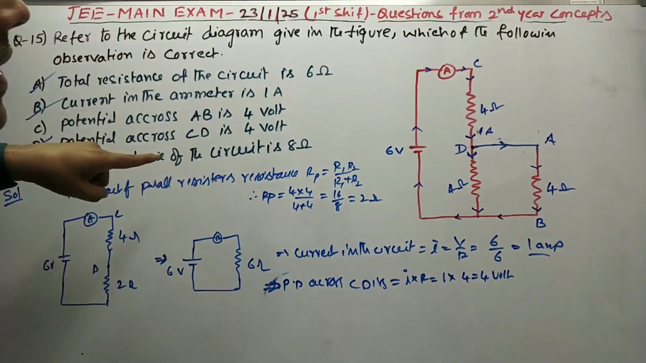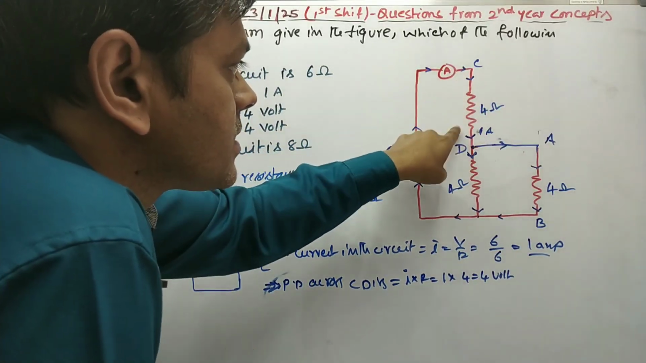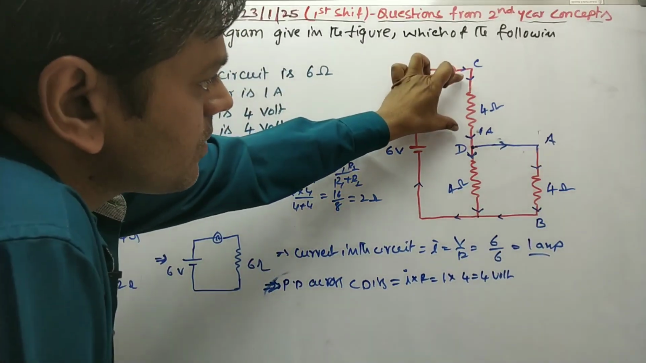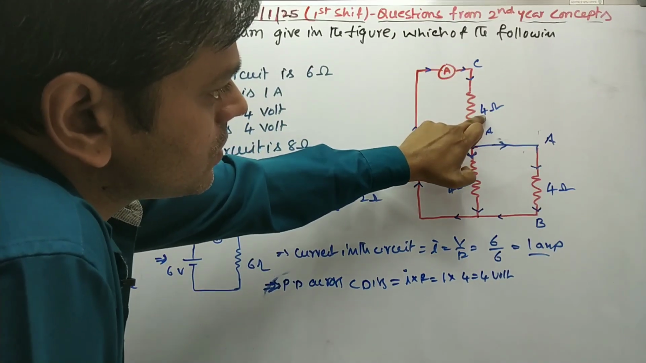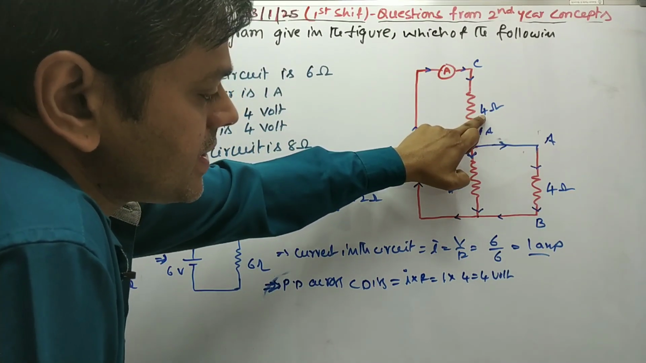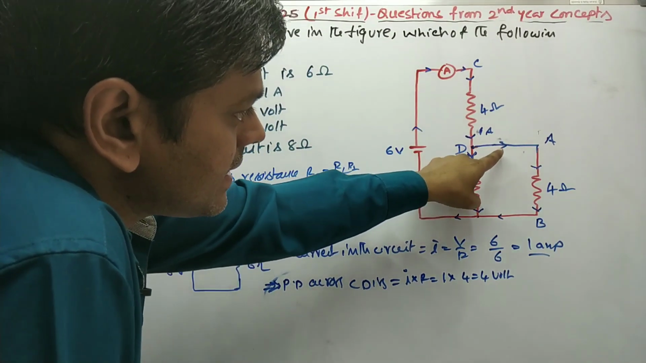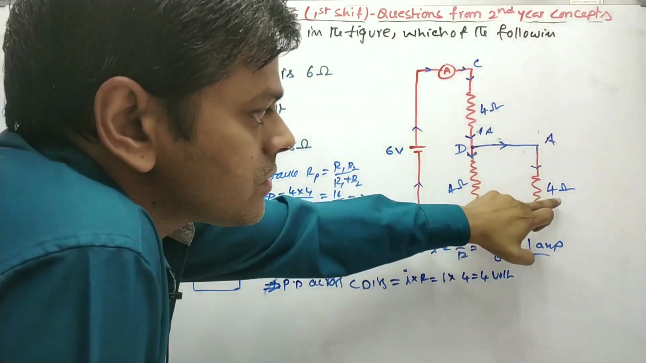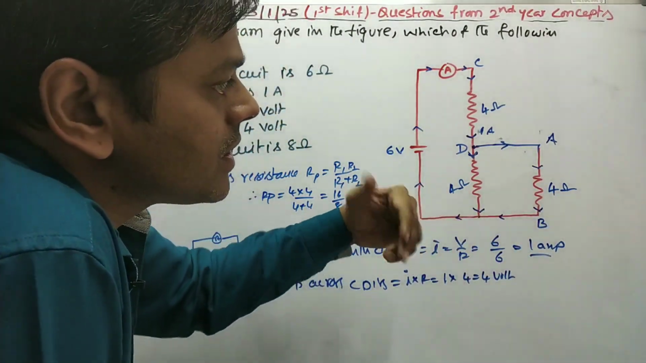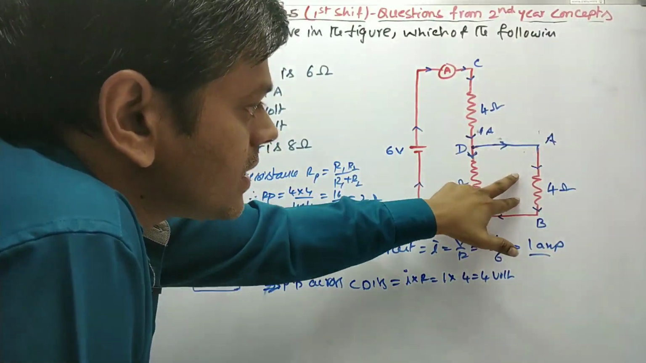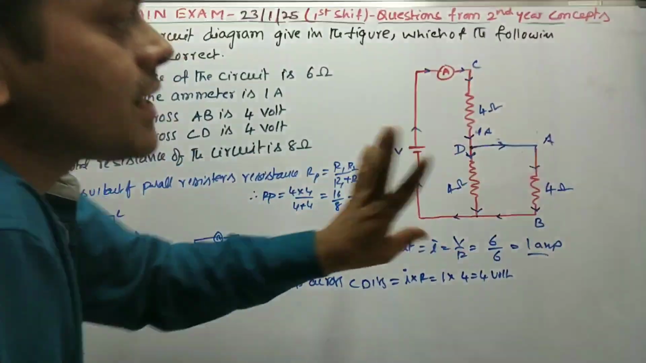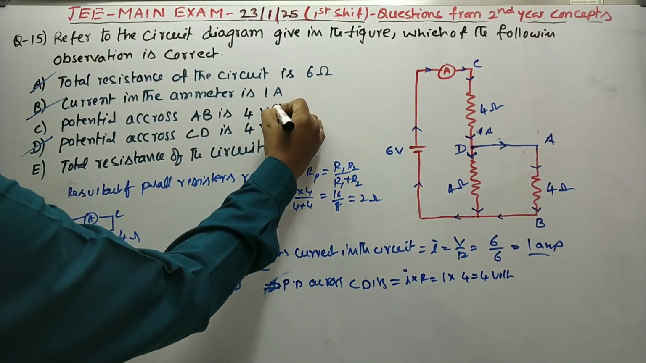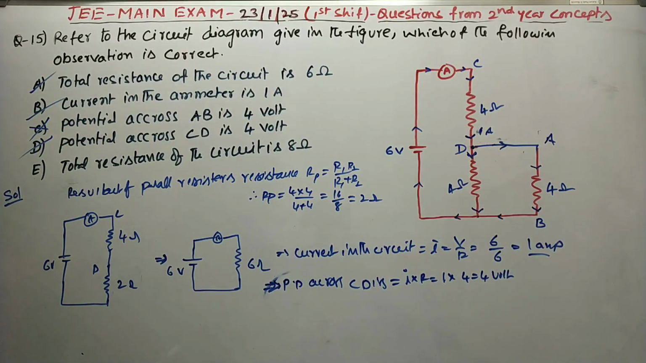But you see, the potential difference across AB is not the same. Why? Because the same current does not flow across this one. Because 1 ampere current passes through this 4 ohm resistor, but at junction D it is distributed. So the current passing through this and this is distributed, so that it is not correct. That means the potential difference across AB is not correct. So C is not correct.